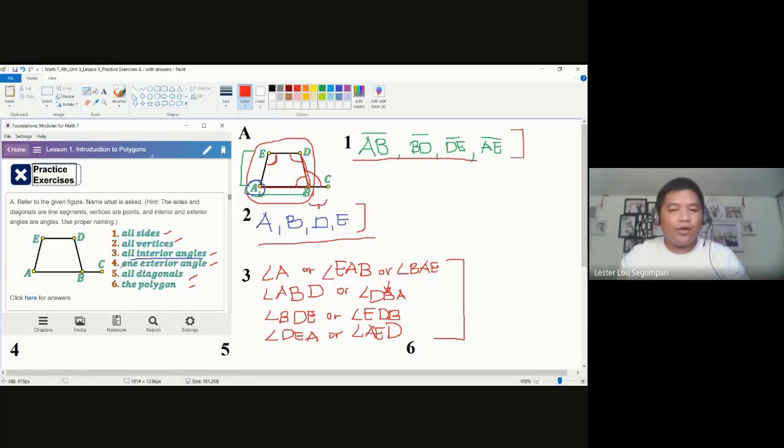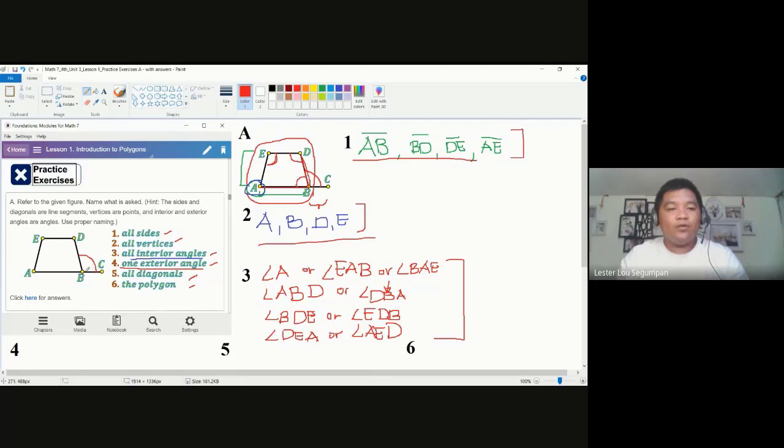In number 4, we are going to name one exterior angle. In our given figure, we have the exterior angle here. The exterior angle, as a reminder, is an angle formed when one side of the polygon is extended. So we have extended here side AB, and we pick a point C on that extension, and the angle formed by this extended side and the other side is now called our exterior angle.